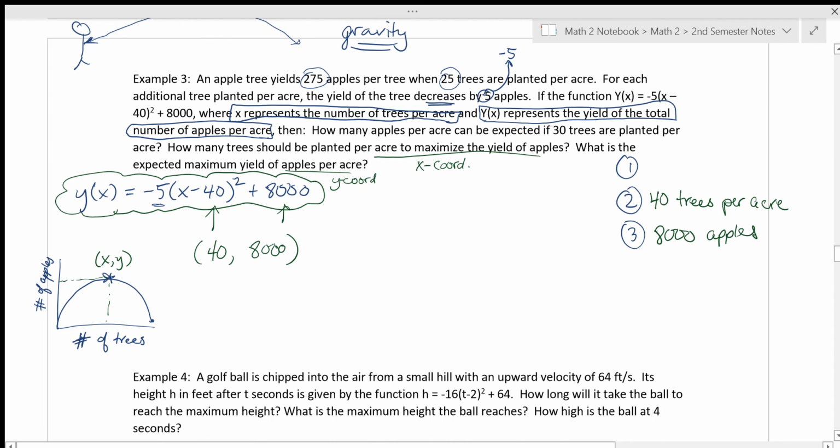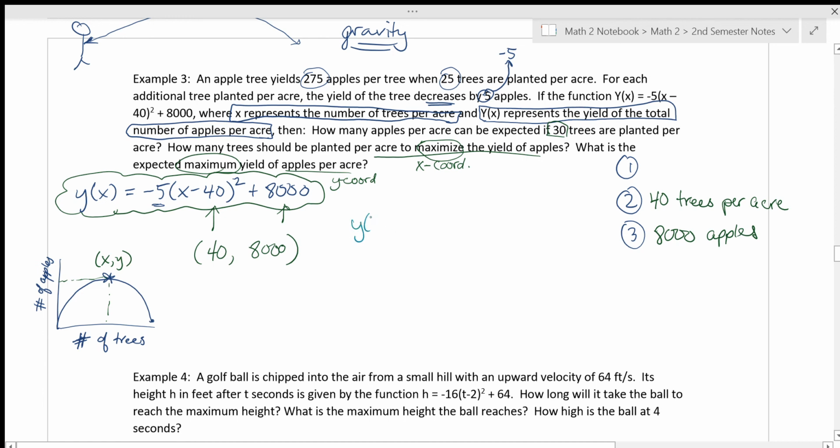So we've answered question 2 and question 3. Those are based on the maximum, keyword maximize, right? Maximum yield. Okay, and then the first question was how many apples per acre could be expected if 30 trees are planted? So that gives us this 30. We know that x stands for number of trees. So to answer question 1, all we have to do is plug 30 into our equation and evaluate it.